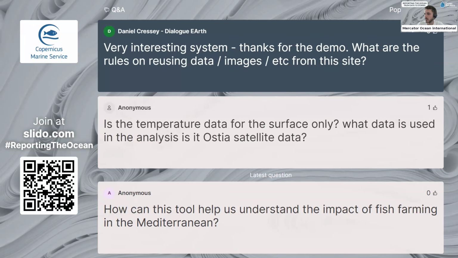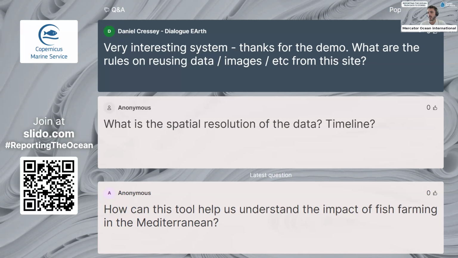And very interesting system. Thanks for the demo. What are the rules on reusing data, images, and etc. from this site? Thank you very much for this question.